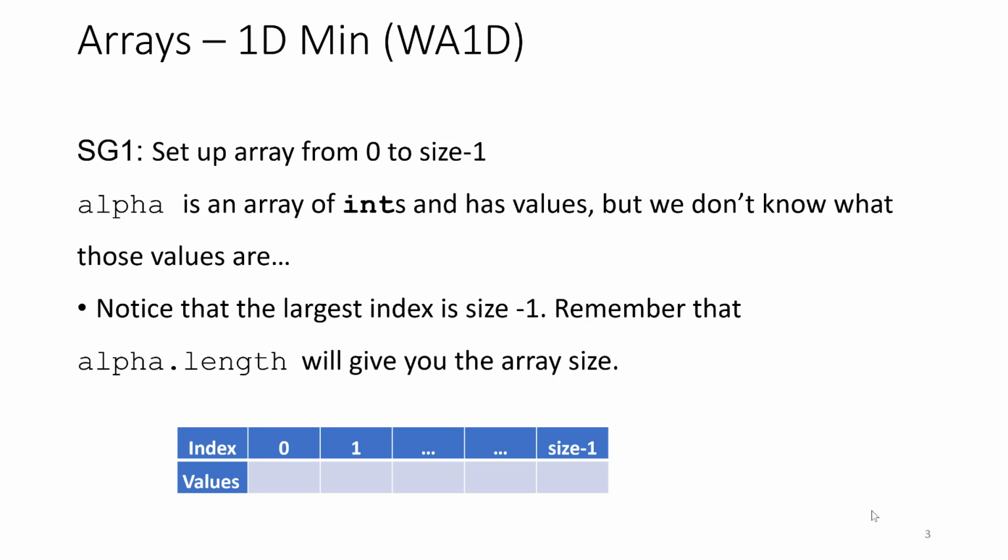Subgoal 1 is to set up the array from 0 to size minus 1. Alpha is an array of integers and it has values, but we don't know what the values are. So we'll set up the array to go from 0 to size minus 1. Remember that alpha.length will give you the array size, but the largest index is size minus 1.